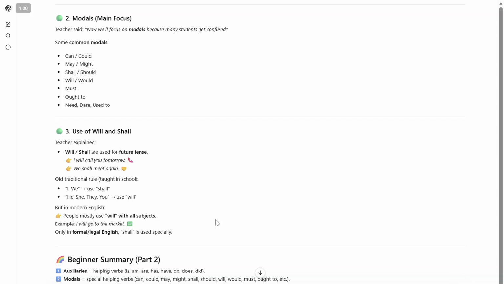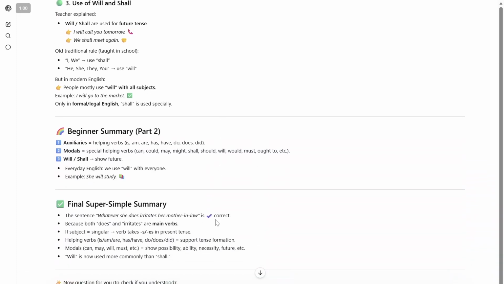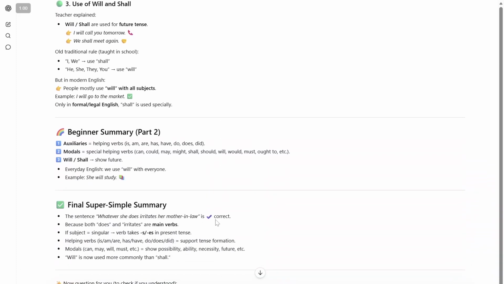Beginner summary, Part 2. Auxiliaries are helping verbs: is, am, are, has, have, do, does, did. Modals are special helping verbs: can, could, may, might, shall, should, will, would, must, ought to, etc. Will and shall show future. In everyday English, we use will with everyone. Example: she will study.